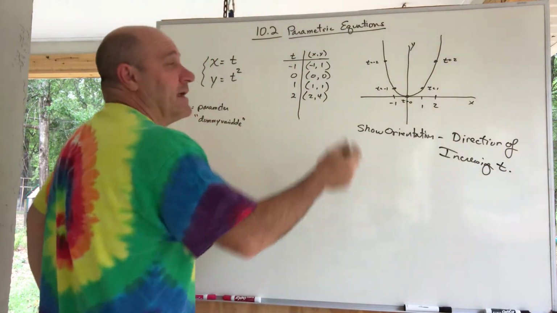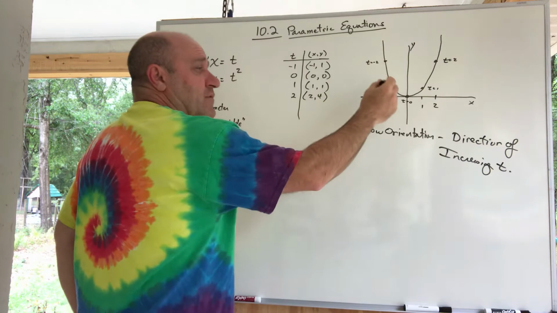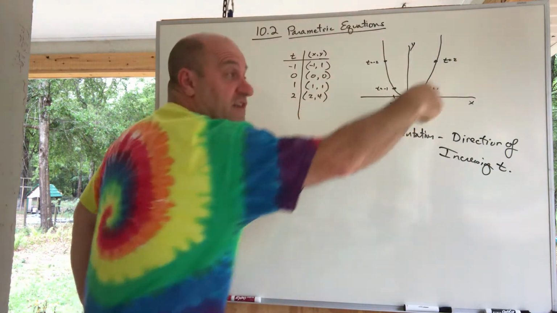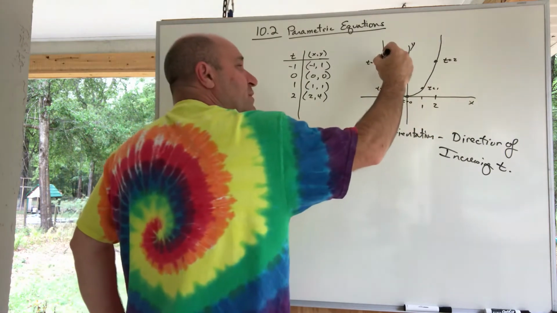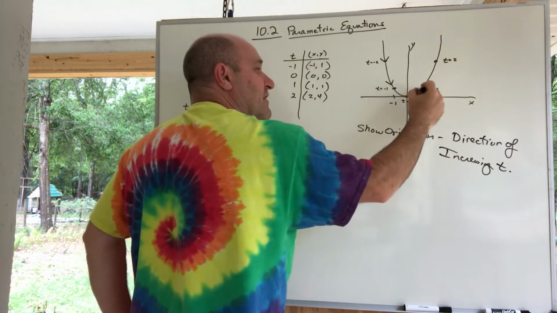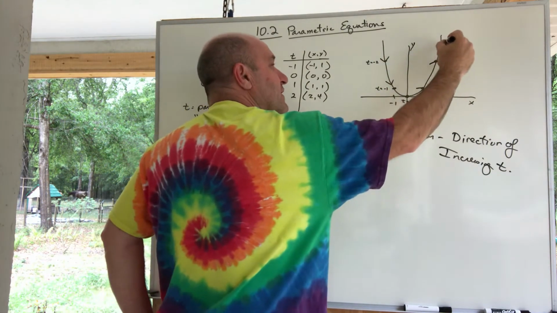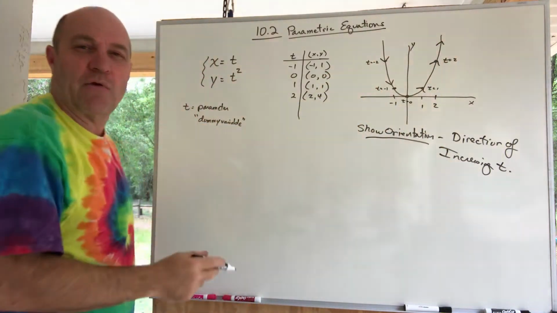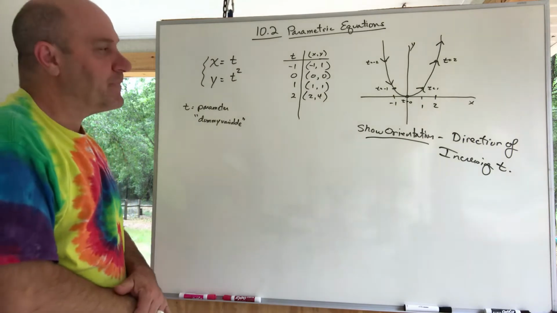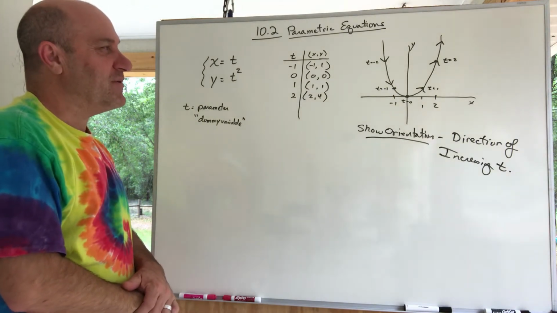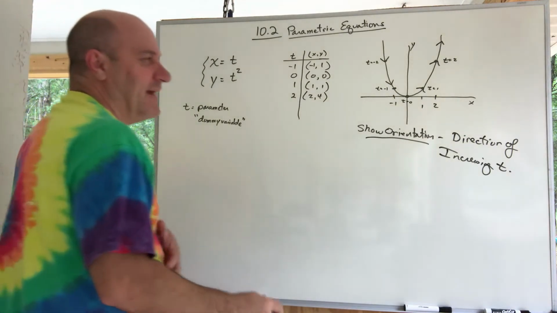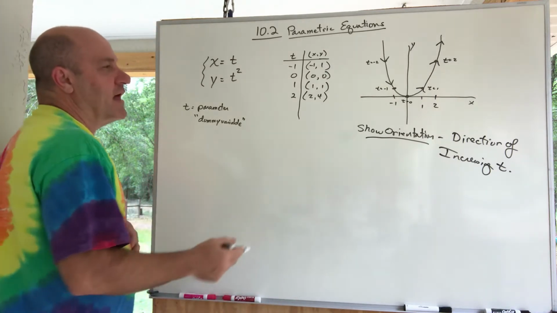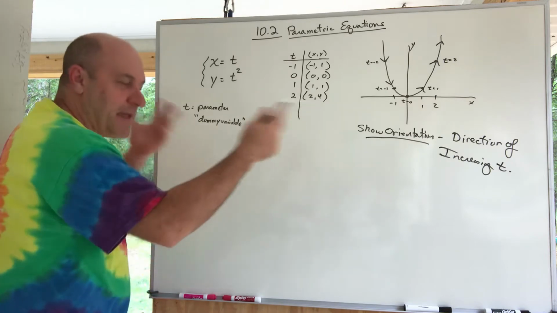So t was -2, t was -1, t was 0. So as t increases, we are moving this way, left to right. So we put little arrows on here that indicate we're moving. That's the motion. That's showing orientation, putting those little arrows on the path. So that's pretty cool. Maybe you knew a long time ago that this was going to be a parabolic shape.